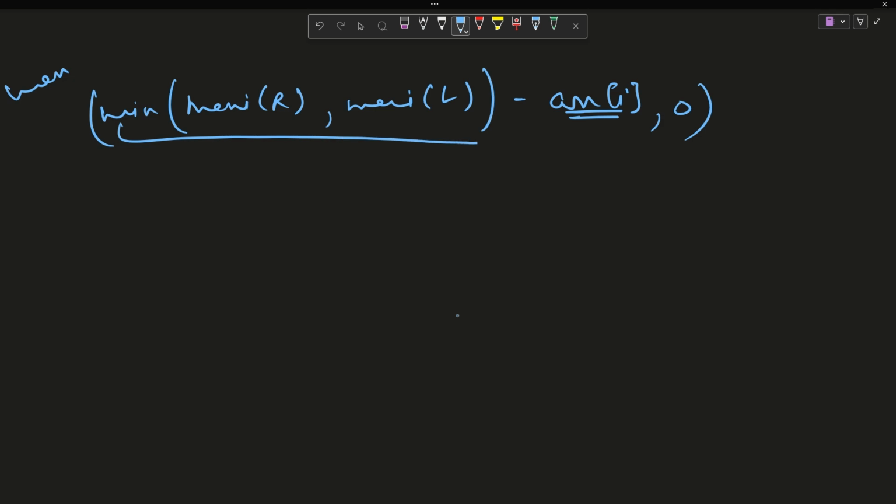Take this value only if it is greater than or equal to 0, right? Take this value only if it is greater than or equal to 0. That is our main thing.